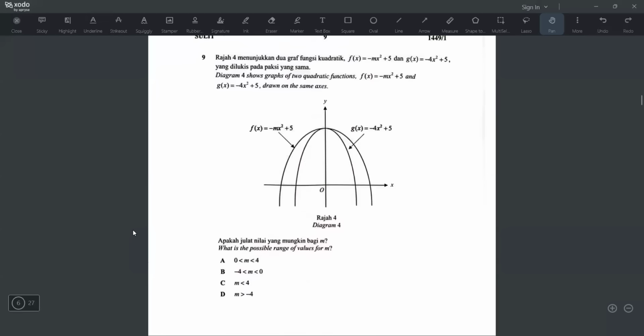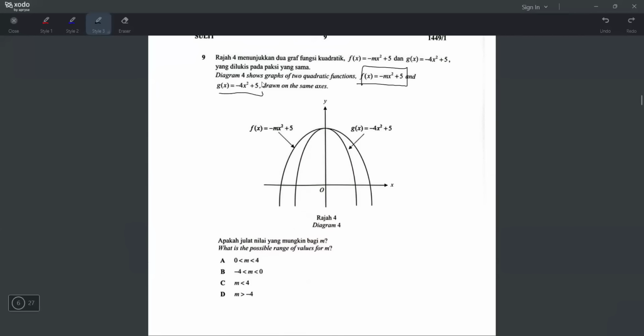Okay, let's do number 9. This one is quadratic, confirm. Okay. So diagram 4 shows a graph of two quadratic functions, f(x) equals negative m squared x squared plus 5, which is the outside one, and g(x) equals negative 4x squared plus 5, which is the inside curve, drawn on the same axis. Okay, what is the possible range of values for m?